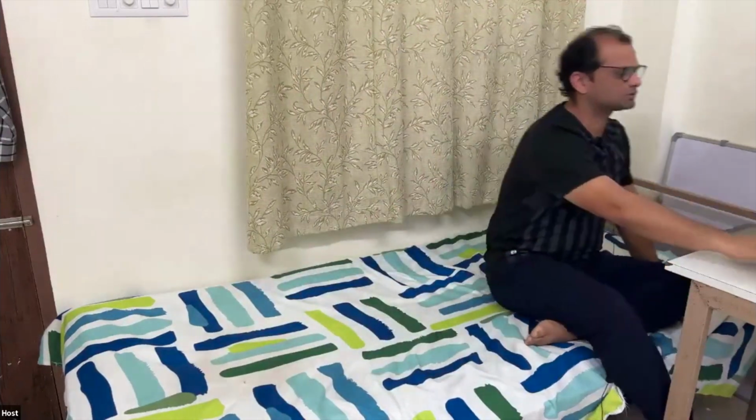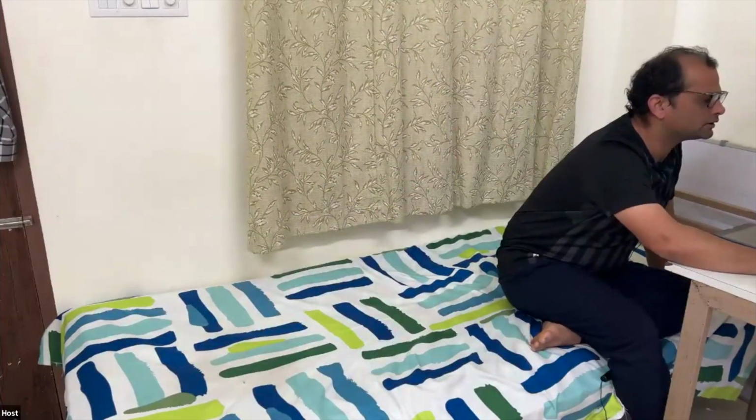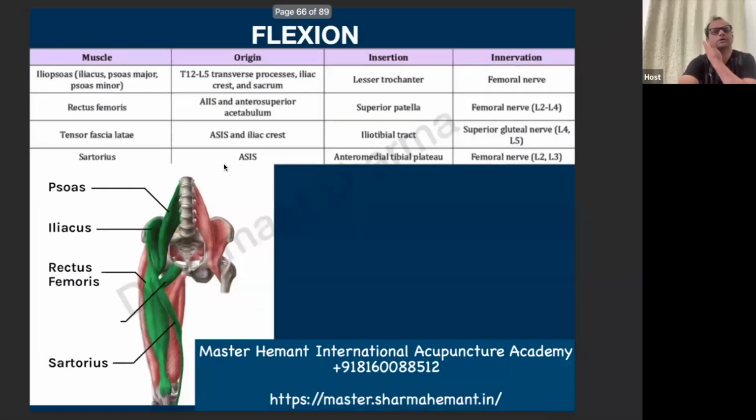Okay, so let's see here the various muscles and their supply, various nerves and their supply. So look here: iliopsoas, the front side muscle, femoral nerve; rectus femoris, femoral nerve; sartorius, femoral nerve; and the tensor fasciae latae, gluteal nerve.